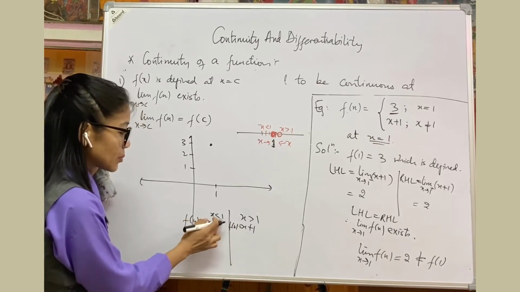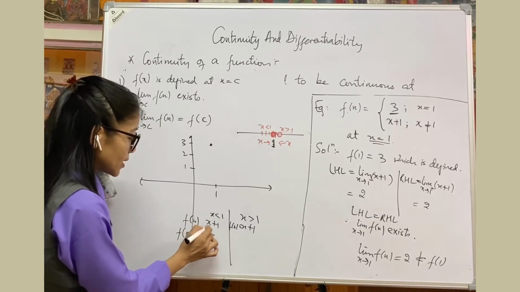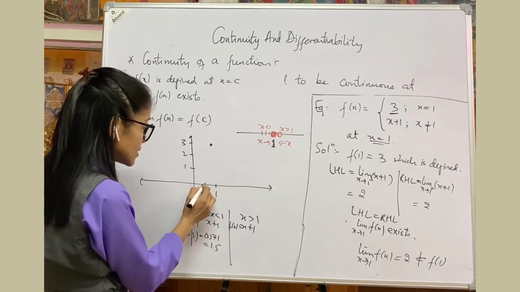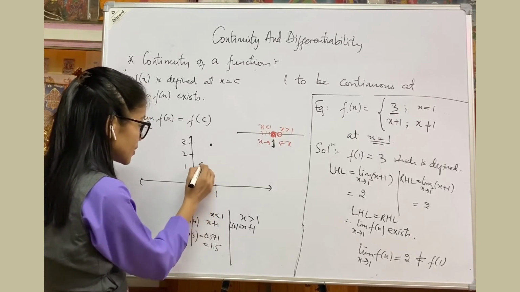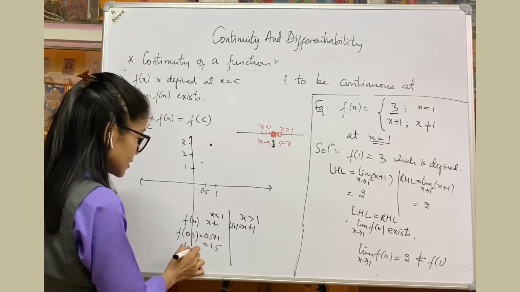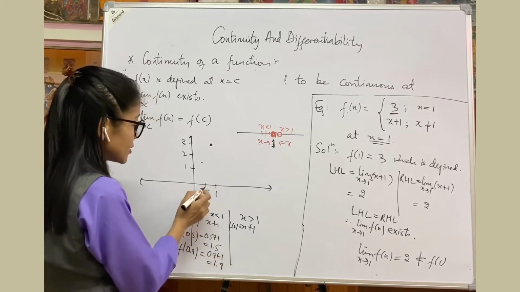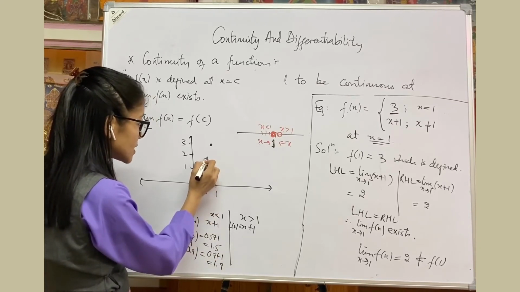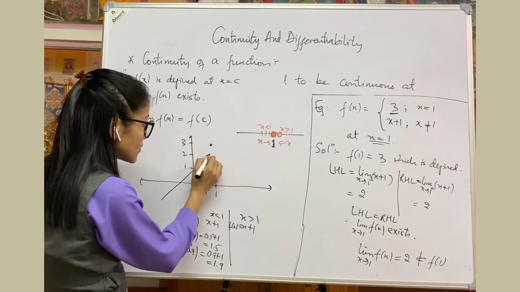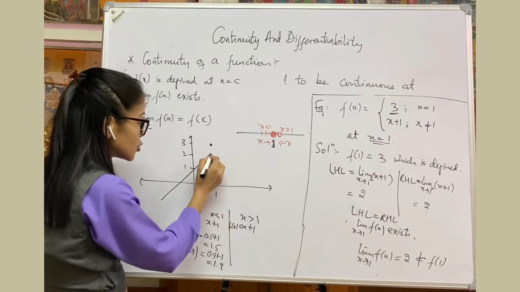Now you take some points which are less than 1. You can consider f of 0.5. So that is 0.5 plus 1, that is 1.5. When x is 0.5, its image is 1.5. You take very nearby points, 0.9. 0.9 is less than 1. So that is 0.9 plus 1, so you get 1.9. So your graph will be like this. Is that clear? But when x is equals to 1, you have to exclude this point because at x is equals to 1, its image is 3. Similarly, when you consider here, you will get the graph like this.